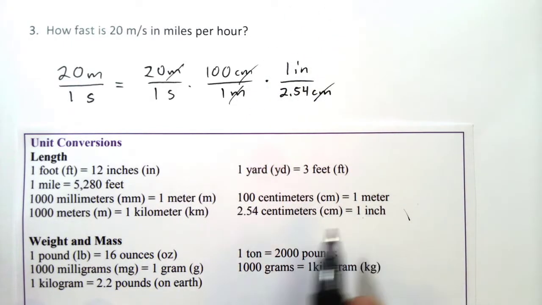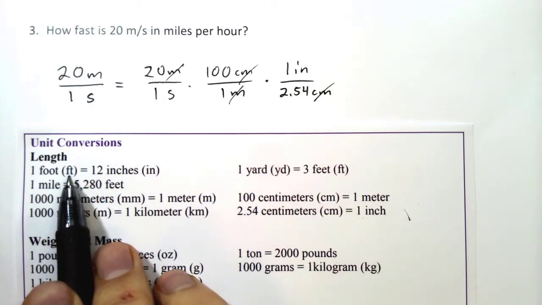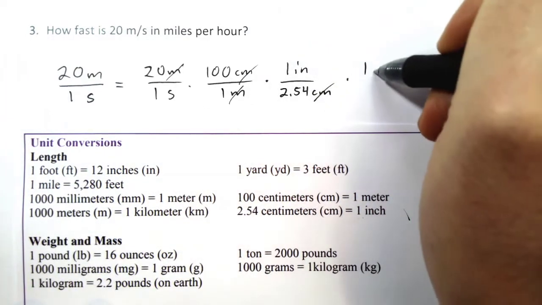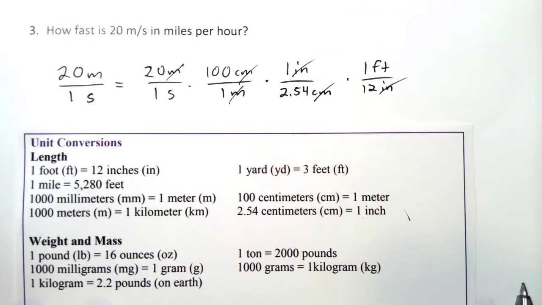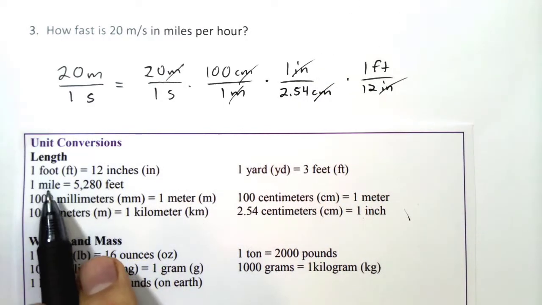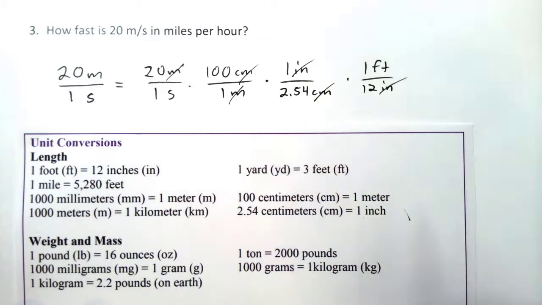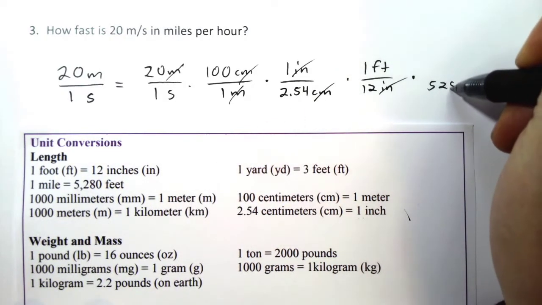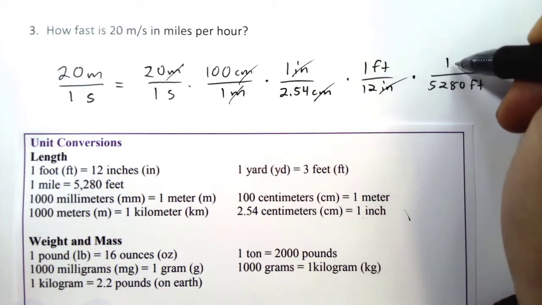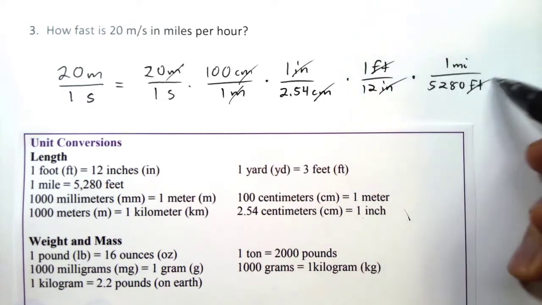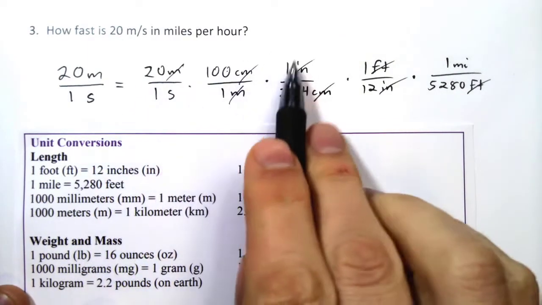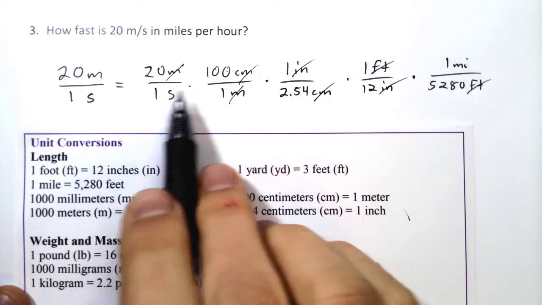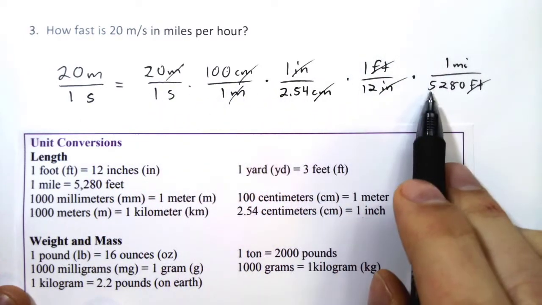Now we need to convert from inches to feet. All right, so I want the inches to cancel, so I'll put those in the denominator. That cancels the inches. And we will go from feet to miles. I want the feet to cancel, so they will go in the denominator. And we have 1 mile in the numerator. That cancels the feet. Okay, so let's compute this out. We've got 20 times 100 times 1 times 1 times 1 divided by 1 times 1 times 2.54 times 12 times 5280.